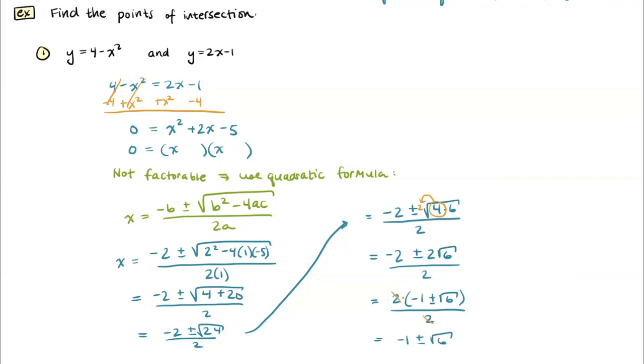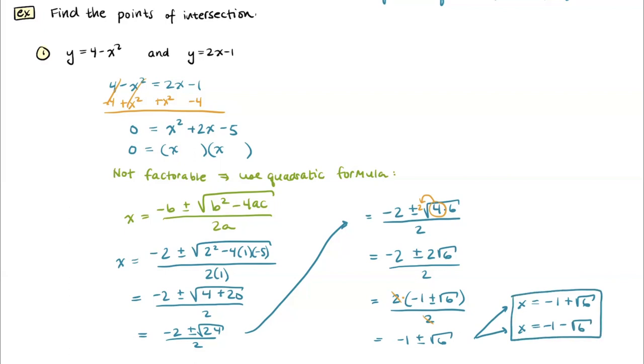Now this isn't one number, so it's always best to split this up into the actual values. So we're going to get -1 plus radical 6, and then also -1 minus radical 6. And so those are your two, at least the x values, of the intersection points.